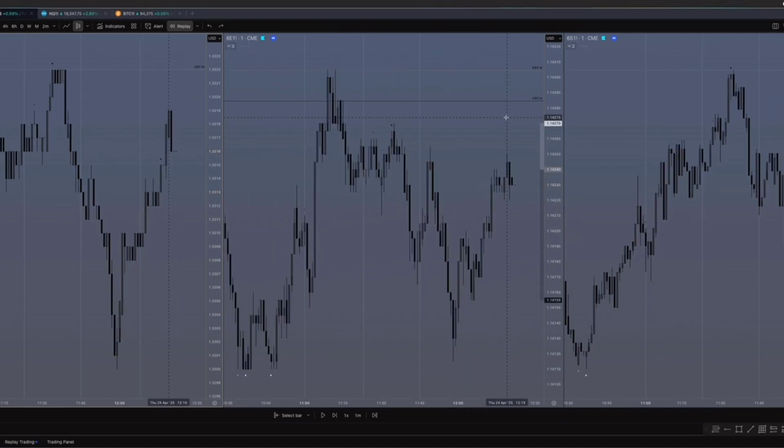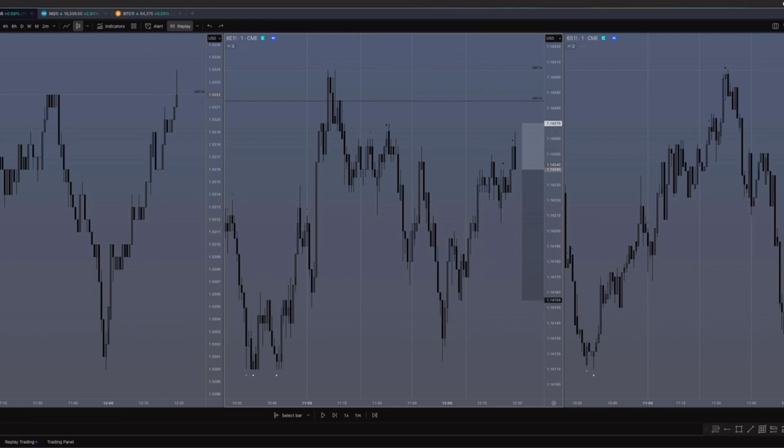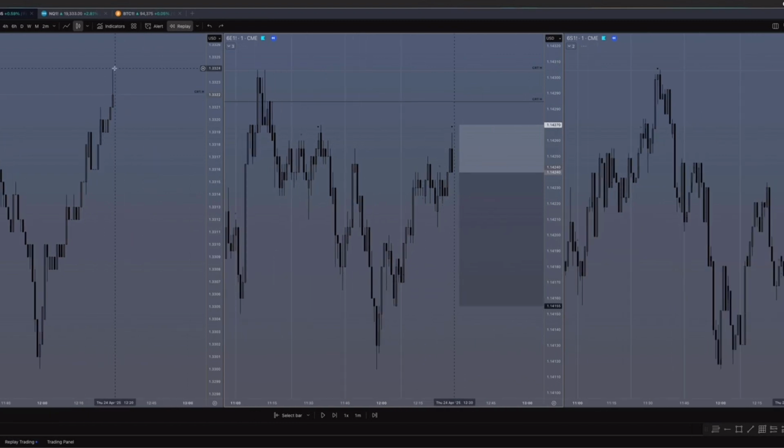Still hasn't got there yet. Okay, so there we go. We get the sweep above. If you look on 6B, it takes out the buy side liquidity. We get a micro sequential SMT above.